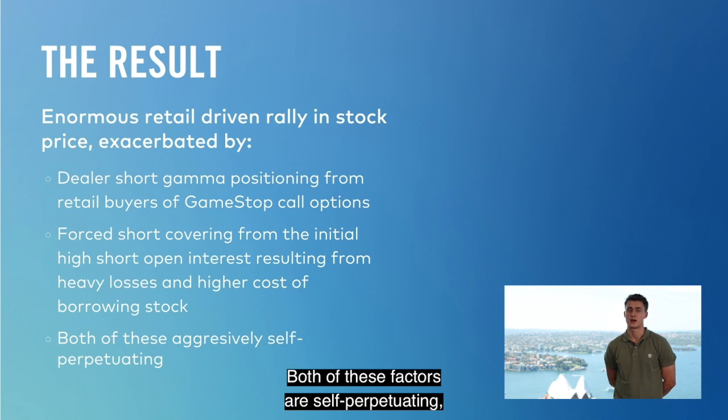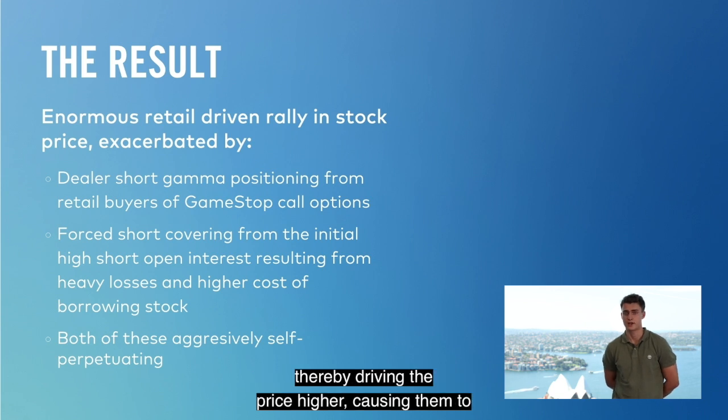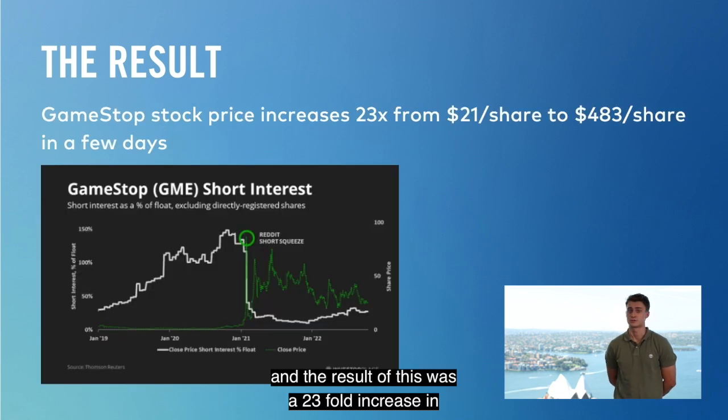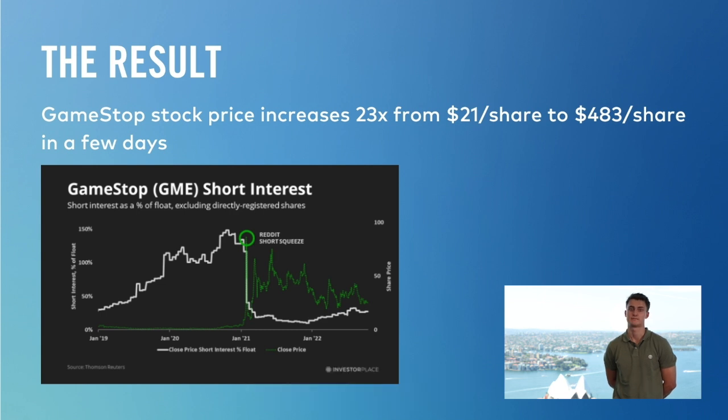Both of these factors are self-perpetuating, meaning that as GME stock rallied, the short sellers and the option dealers were forced to buy more stock, thereby driving the price higher, causing them to need to buy more stock again to mitigate their losses. And the result of this was a 23-fold increase in the GME stock price, going from $21 a share to over $450 a week later.